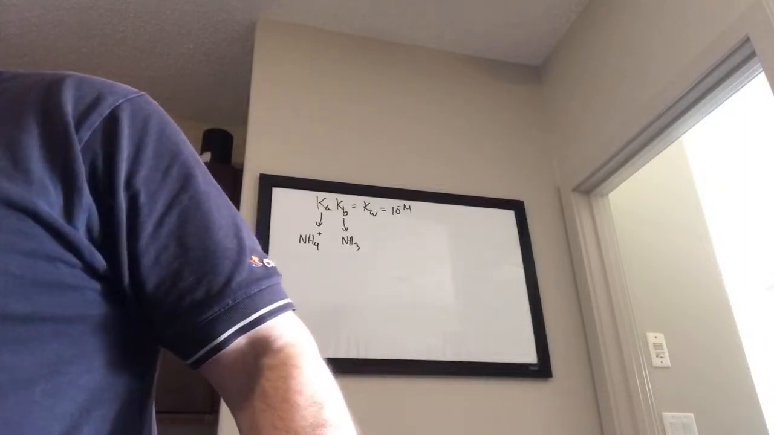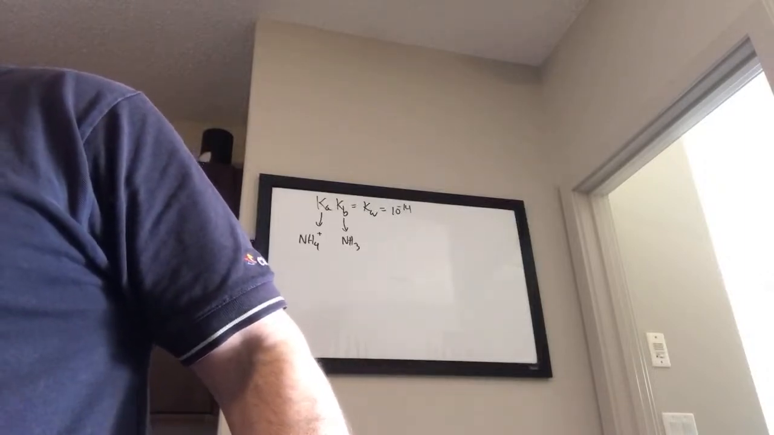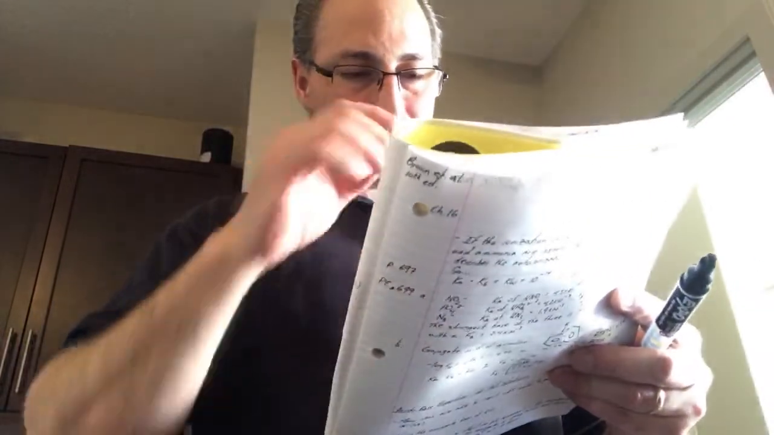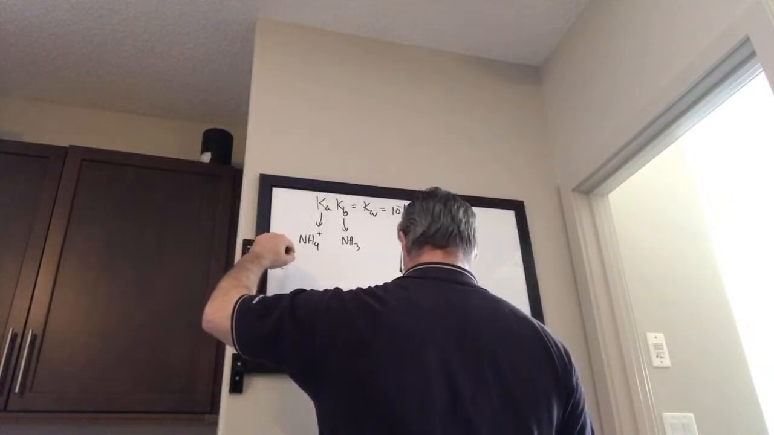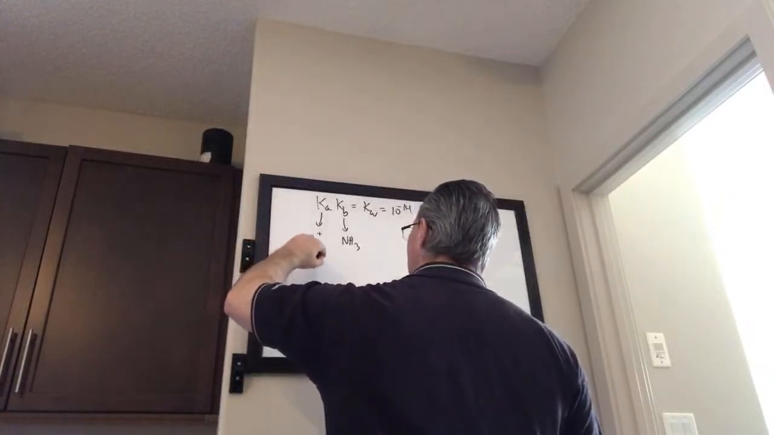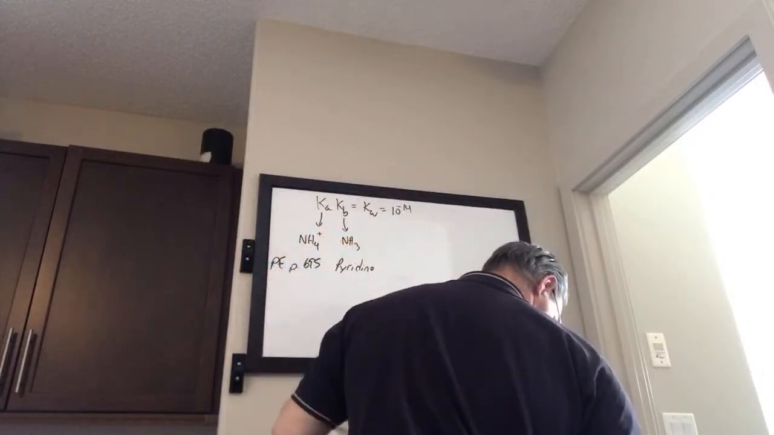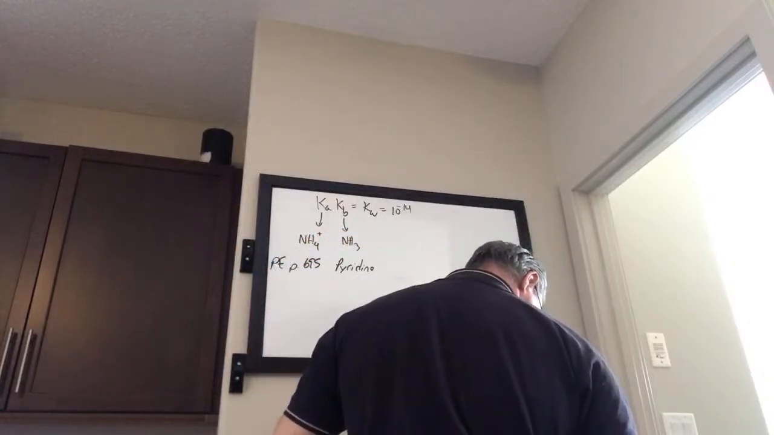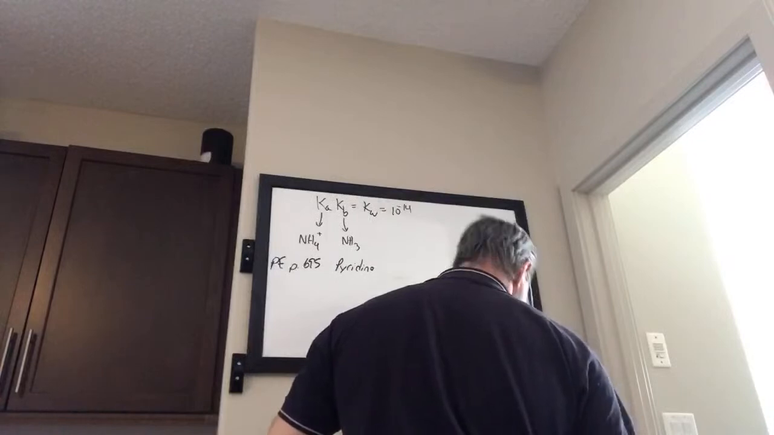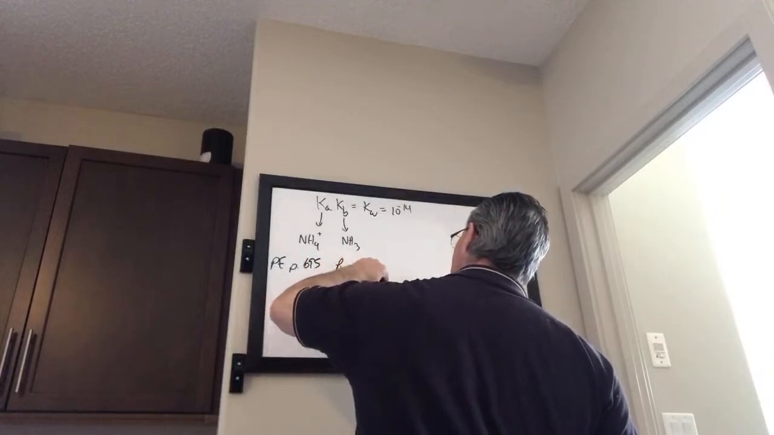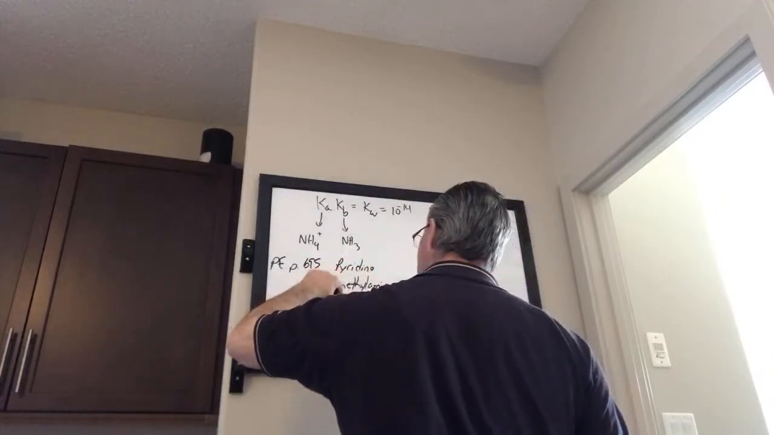Where is it? So let me show you. We got pyridine. Yes, Mama? What is it? Methylamine. Nitrous acid.